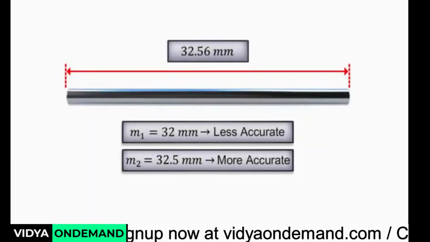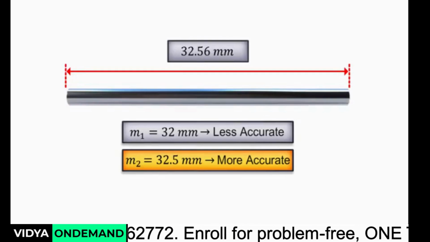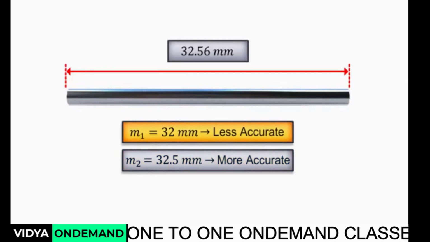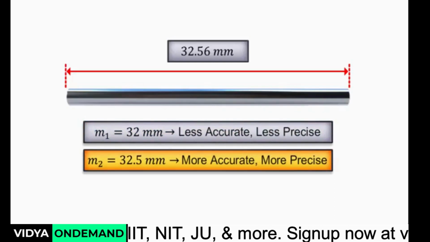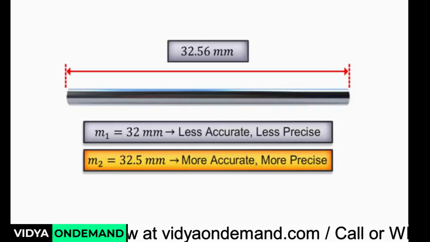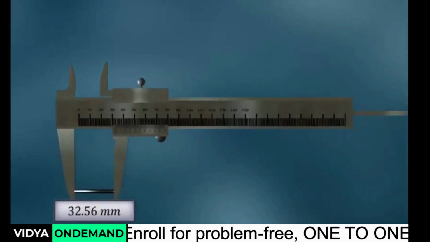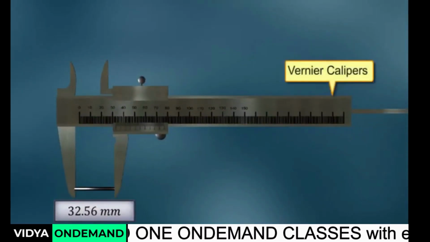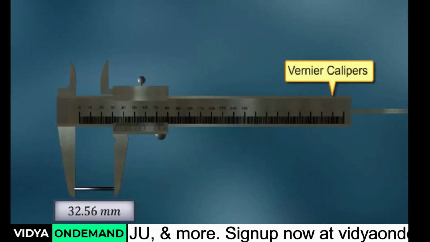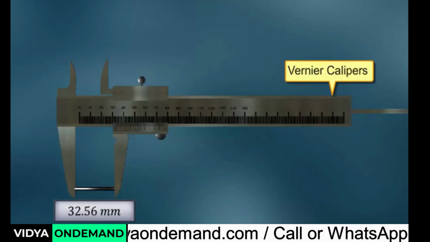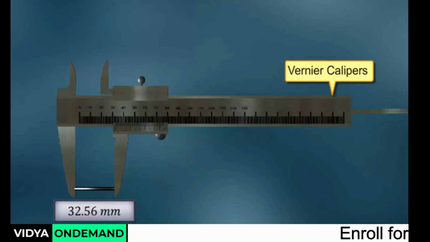Here, M2 is more accurate as it is closer to the object's true value than M1. Also, M2 is more precise as the resolution of the instrument used is greater than that of the first one. Any quantity that is measured should be accurate and precise, especially in science and technology. In reality, however, measured values carry uncertainty. This uncertainty is called an error.